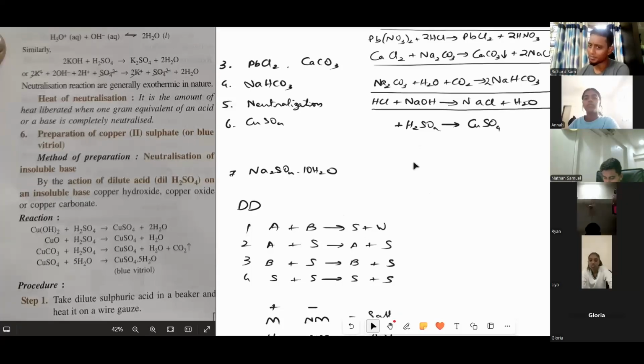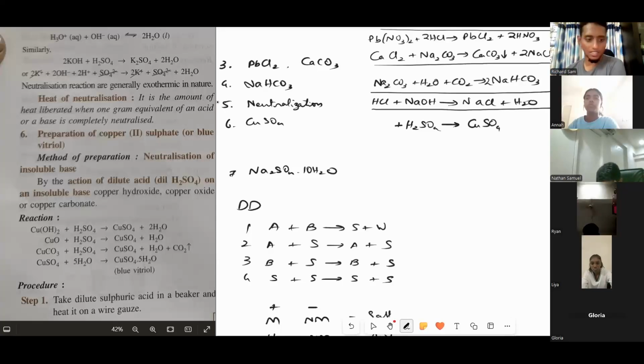Copper sulfate, but we're already having sulfate, right? So if you take copper sulfate, you don't need to take sulfuric acid. You just have to take water. Obviously we're not using that because our aim is to produce copper sulfate. So don't take copper sulfate to produce copper sulfate. You can take copper oxide, copper hydroxide, or copper carbonate.